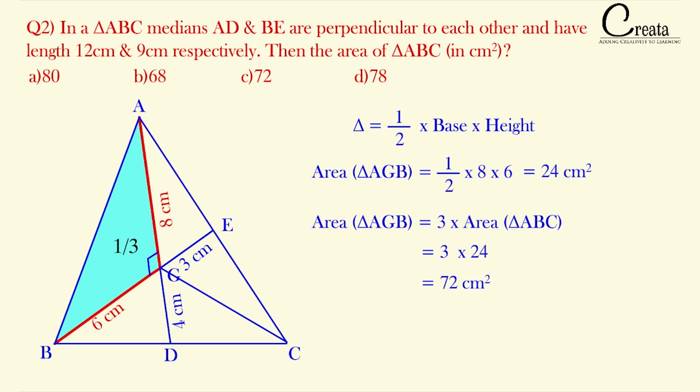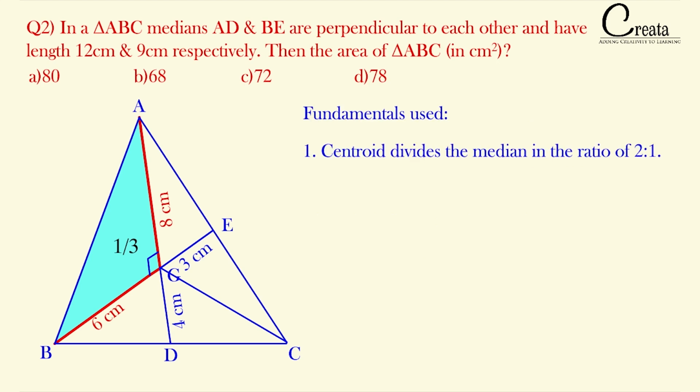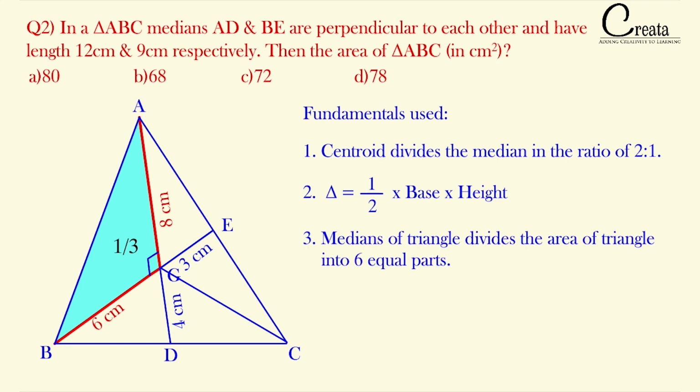So the fundamentals that we have used in this question are: the first fundamental is that the centroid divides the median into the ratio of 2:1. The second fundamental is that the area of the triangle is half into base into height. And the third fundamental is that the medians divide the area of the triangle into 6 equal parts. These three fundamentals we have used to solve the question. Got it? So, moving to the next question.